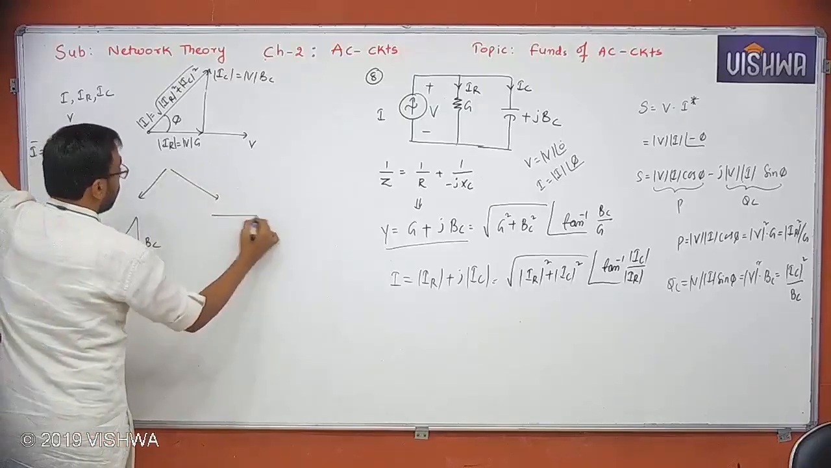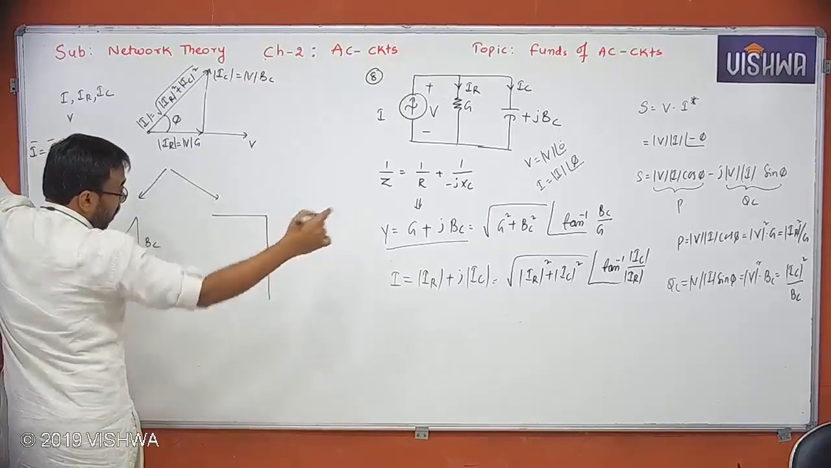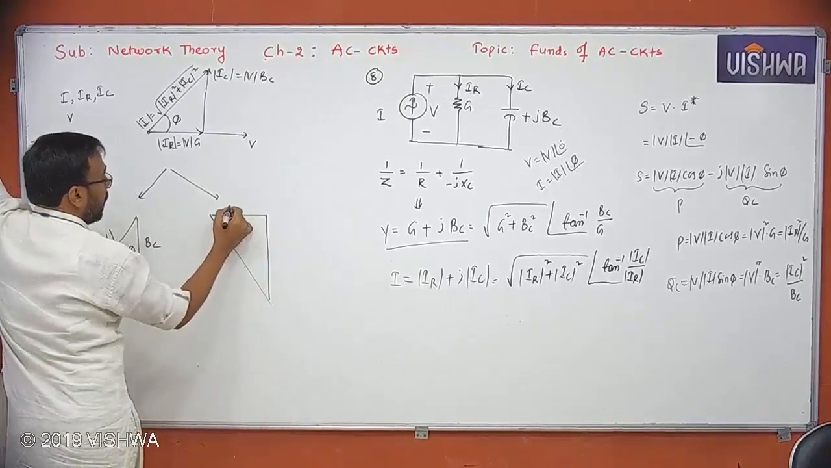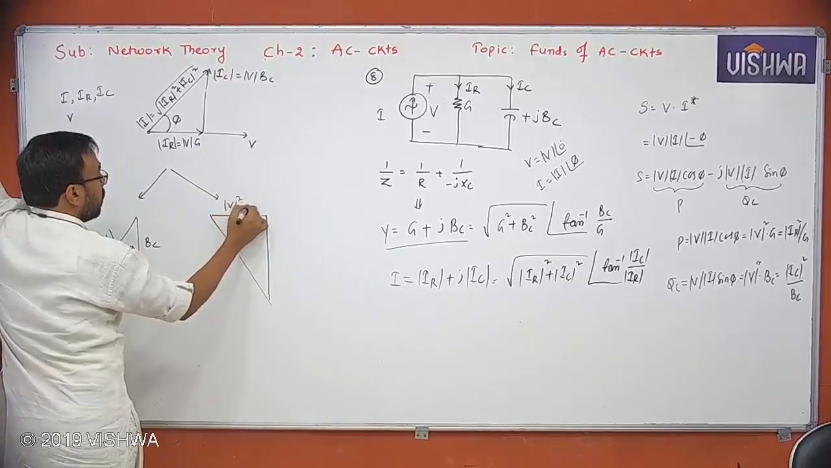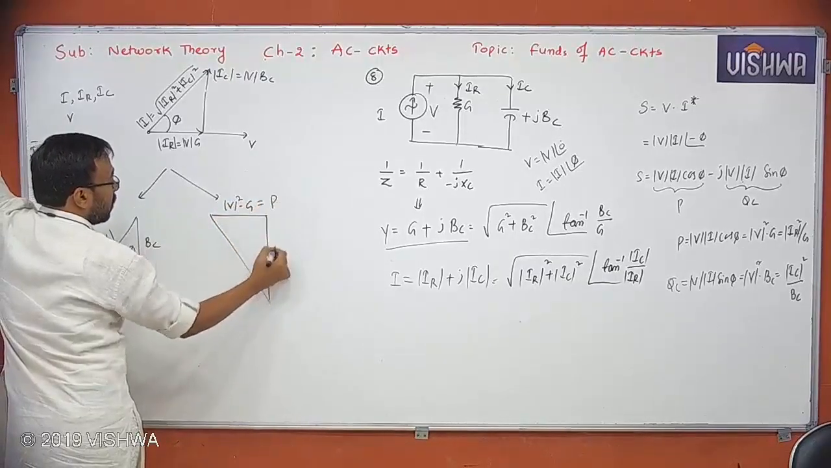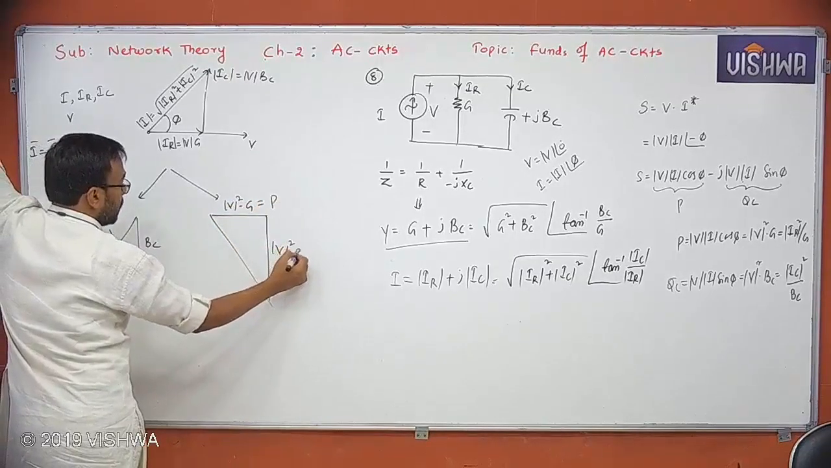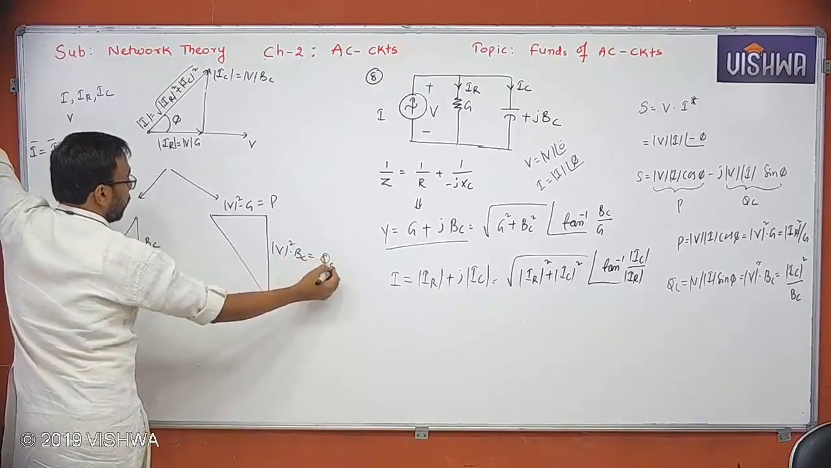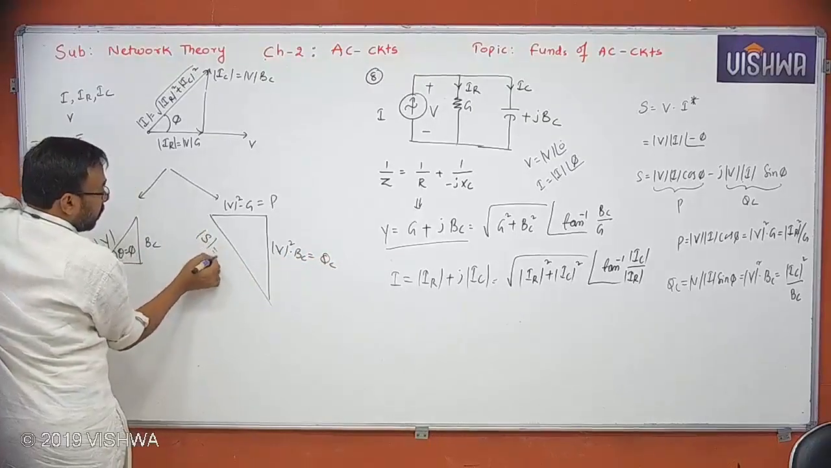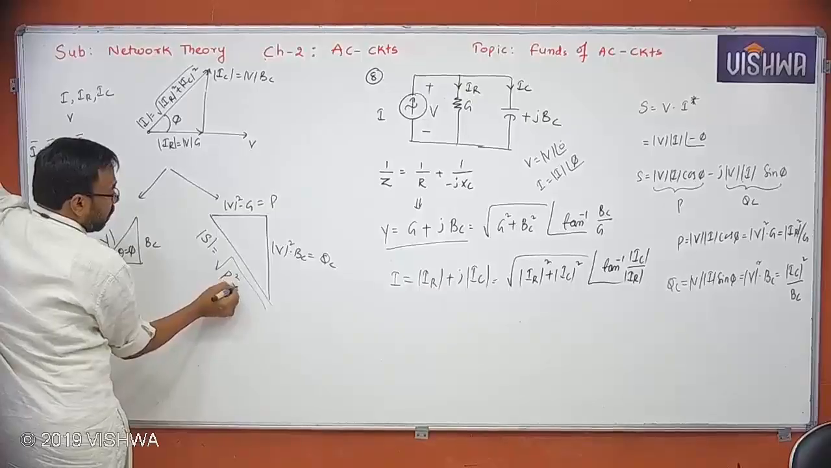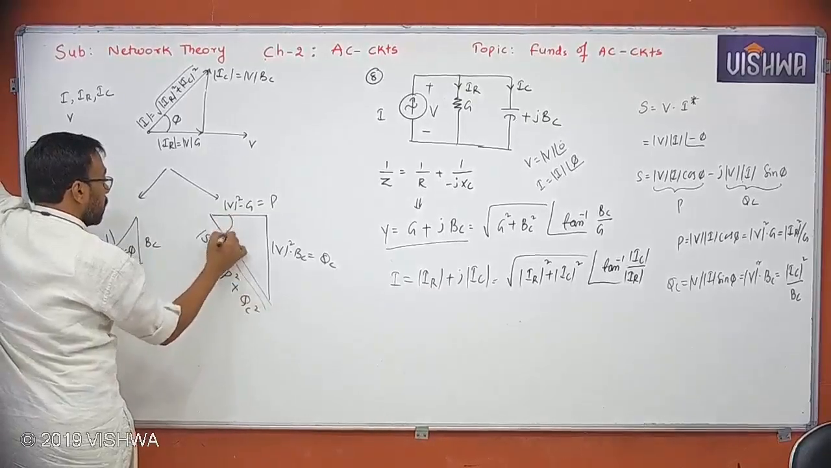Now this triangle is downward because it is capacitive, P minus JQ. P, that is V square into G, nothing but P. V square into BC, nothing but QC. Yes, nothing but P square plus QC square. Angle phi.